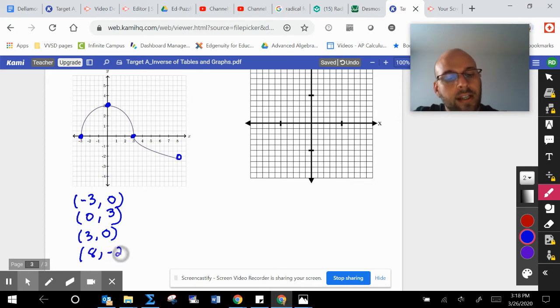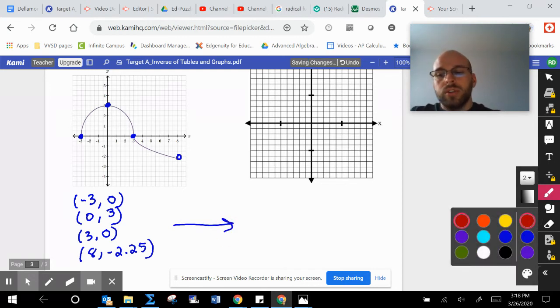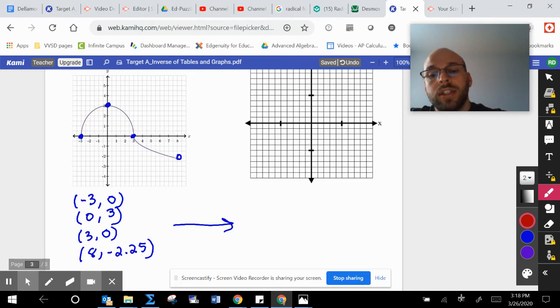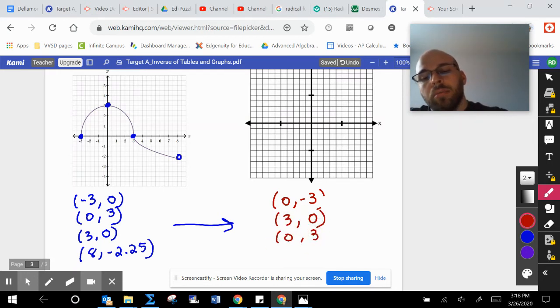We're going to say a -2.25. Okay, so now I'm going to transpose all of those coordinates to get the points that are going to be on my inverse. So instead of (-3, 0), I'm going to say (0, -3). Instead of (0, 3), I'll say (3, 0), and continuing on the process, this last point is (-2.25, 8).